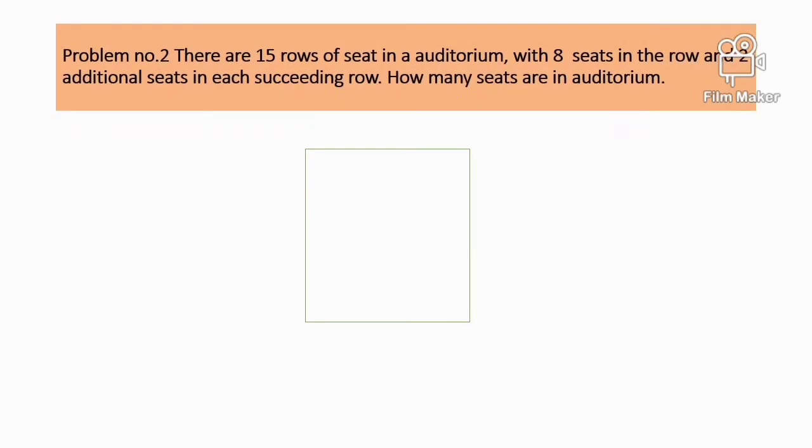Problem number 2. There are 15 rows of seats in an auditorium, with 8 seats in the first row and 2 additional seats in each succeeding row. How many seats are in the last row of the auditorium?